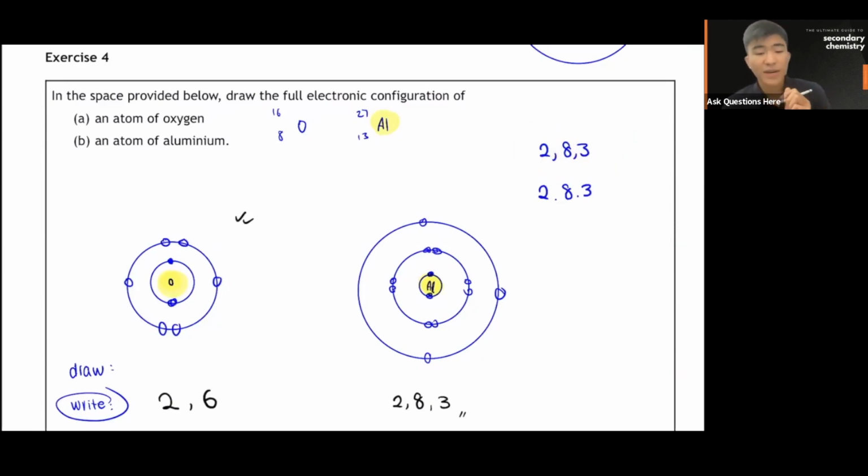So you just write the number of electrons in the first shell. I got 2 electrons. Once again, for those of you who are not really following, let's look at this together. 2 electrons in the first shell, 8 electrons in the second shell, and 3 electrons in the third shell. So this is what we call the written notation for electronic configuration.